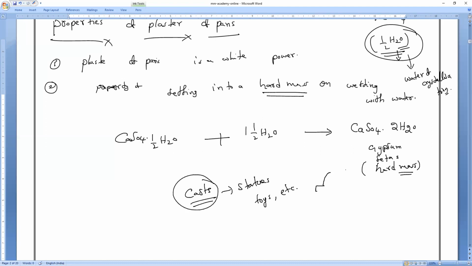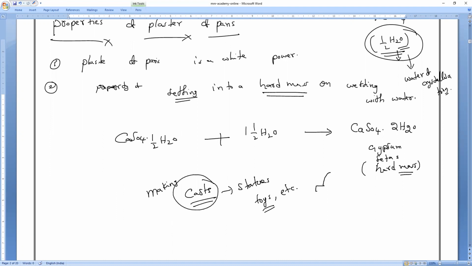So that is what it is. The setting of plaster of Paris is slightly expansion in volume. Because of that reason, we are using it in making casts for statues as well as toys, etc. Because of this property of setting into a hard mass, we always need to preserve it in airtight containers. Otherwise, it will become useless.